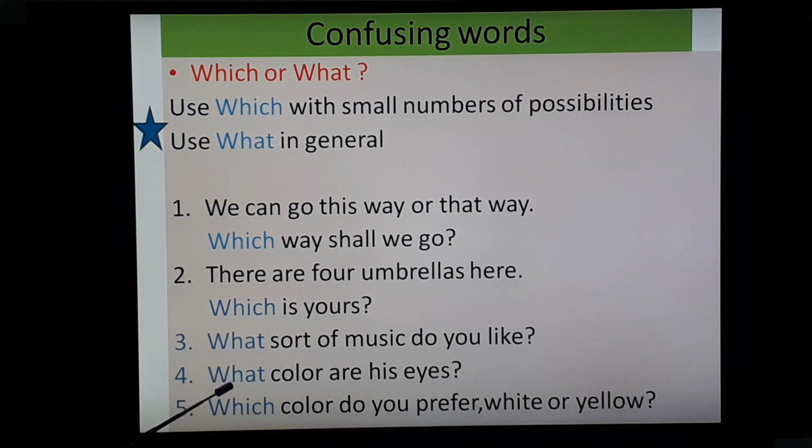Whereas here in the fourth example, what color? So color that is in general are his eyes. So that is why what is used. Whereas here preference, or you can say choice, is given, white or yellow. So you have to choose any one. That is why here which is mentioned.